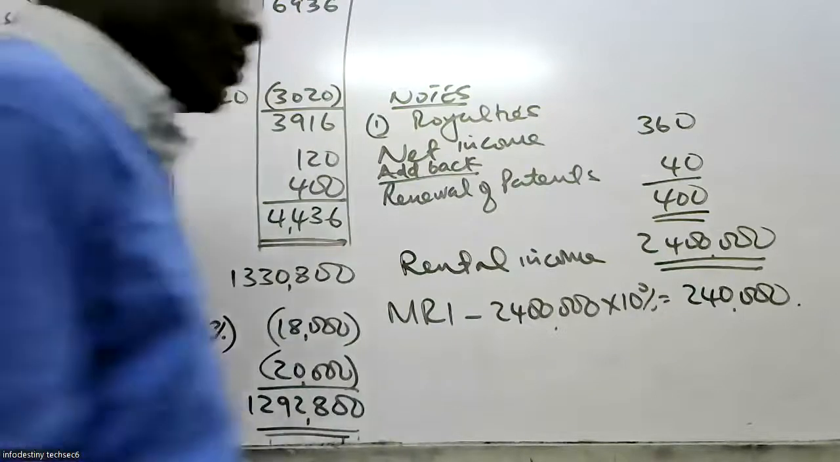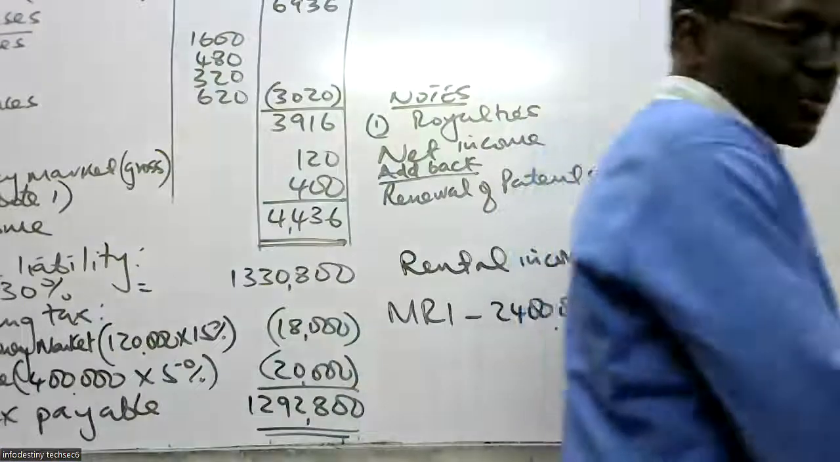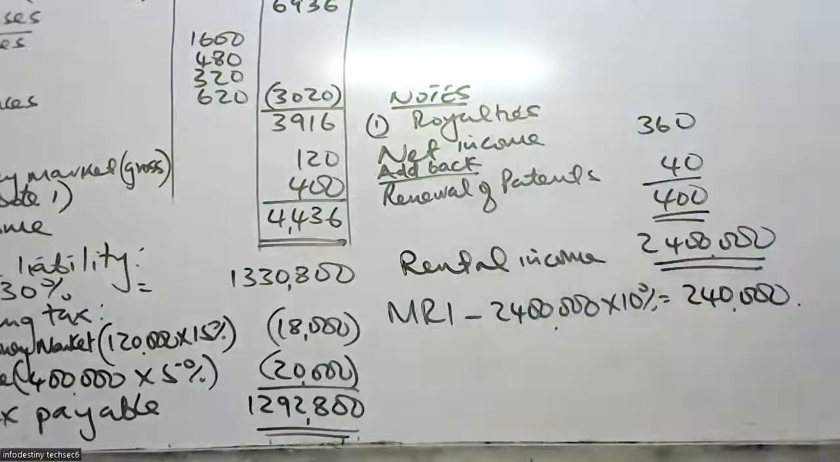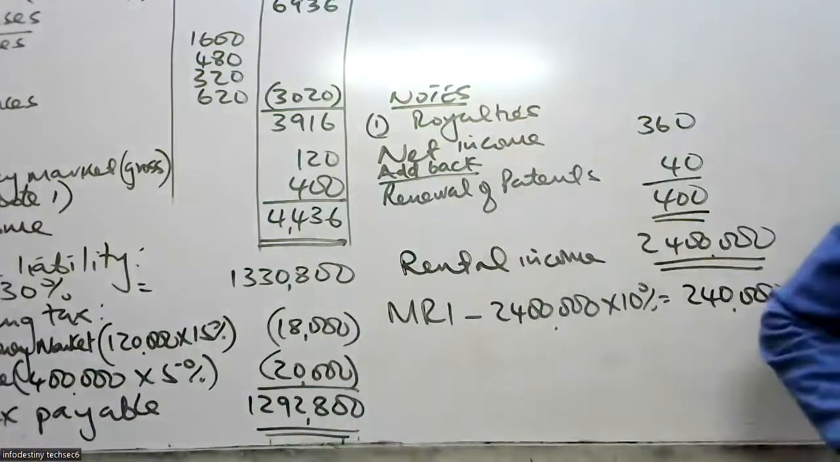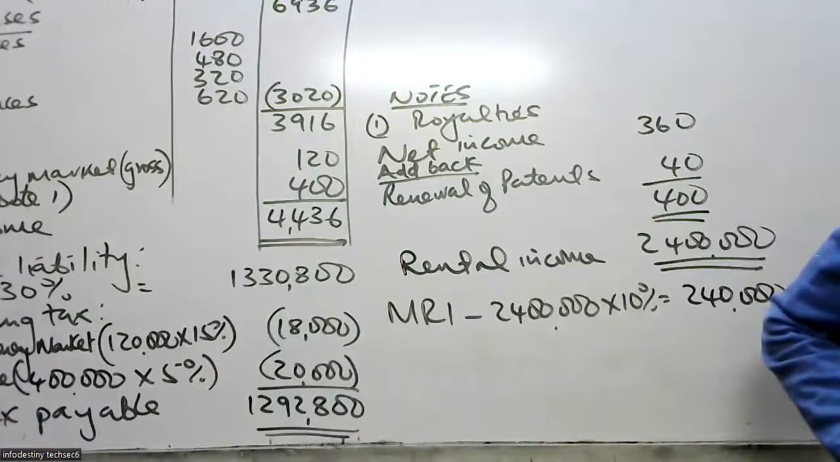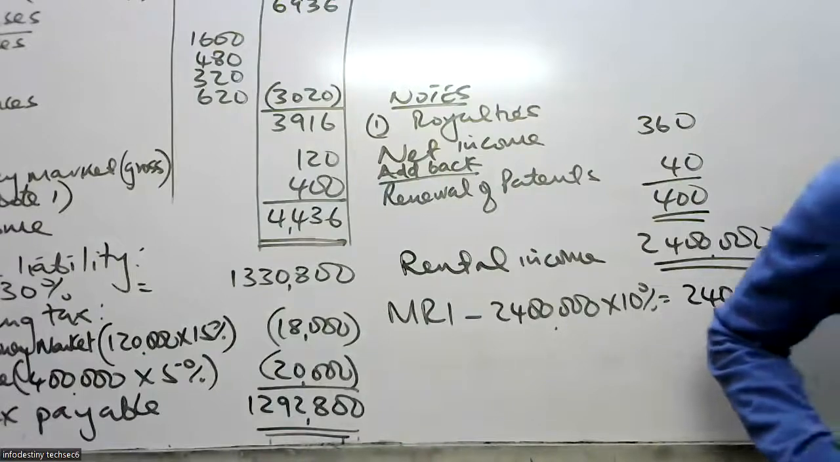Okay, so you have part B to try, similar to this one. Then question 2 is hire purchase 2B. So you try those as an assignment. Our next topic, which I probably will not introduce today, will be taxation of cooperative societies.